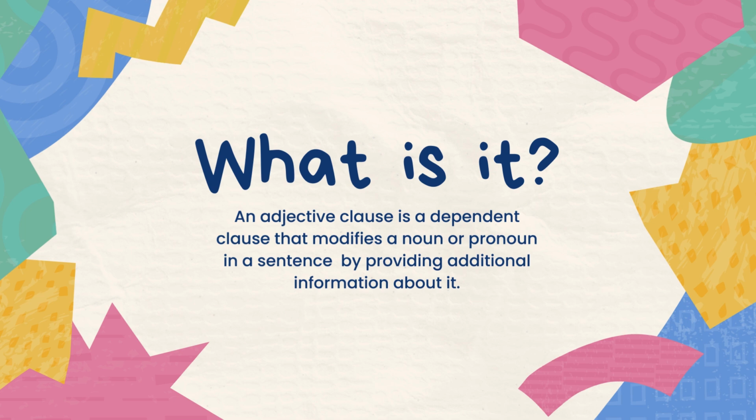First of all, what is an adjective clause? It is a dependent clause that modifies a noun or pronoun in a sentence by providing additional information about it. In simple terms, you combine two sentences into one by using an adjective clause, and these sentences use relative pronouns as connectors.